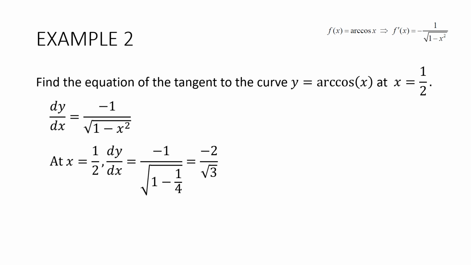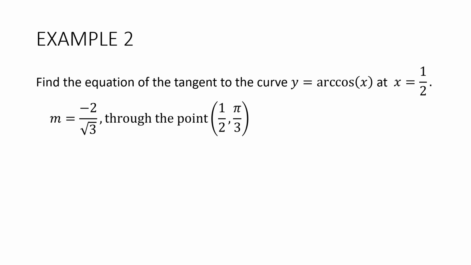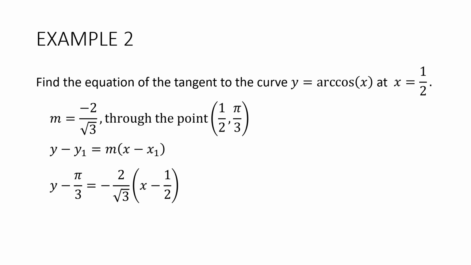We also need to know the point where the tangent goes through, so let's substitute a half into the function itself. At x equals a half, y is equal to arc cos of a half, which of course is equal to pi on 3. Let's substitute into the point gradient formula. m is equal to negative 2 over root 3. x1 is a half and y1 is pi on 3. And let's just expand this right-hand side and make y the subject. So y is equal to negative 2x on root 3 plus 1 on root 3 plus pi on 3.